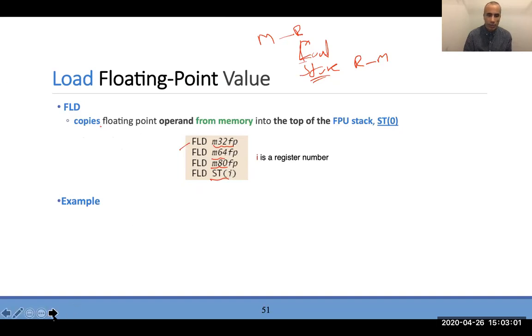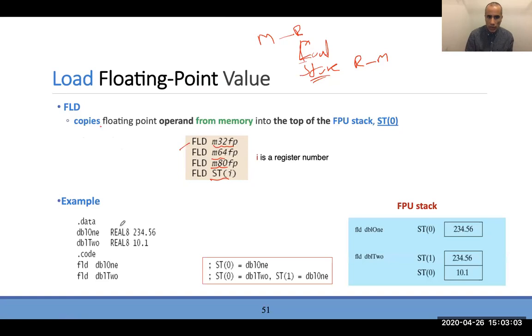So let's look at a very simple example right here. We have a real 8. Now we know real 8 is 64, right, guys? It's going to be a 64-bit. And this is the value that we have in the memory. So you have this memory right here, which is double 1, and inside this memory you have this value stored there, which is 234.56. And then the next value, which is double 2, you have the other value, which is 10.1. Okay, and then now you want to load this into the stack.